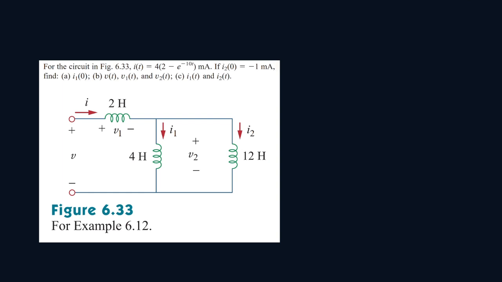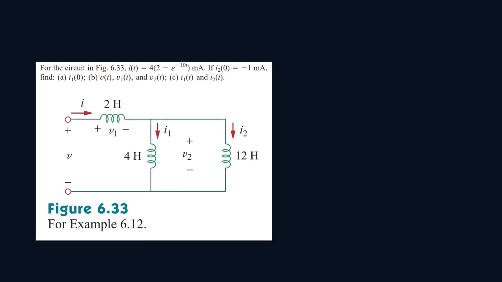Okay, so for the following circuit here, we need to find the following: I1 at 0, Vt, V1t, V2t, It, and I2t. So we have to find the equations that will represent these. We're given the equation for It, though, so we're told that It is equal to that, and we're told that if I2 is 0, then it's going to be minus 1 milliamps.